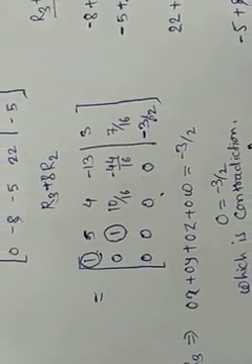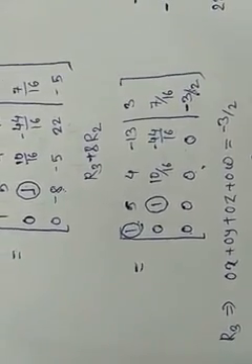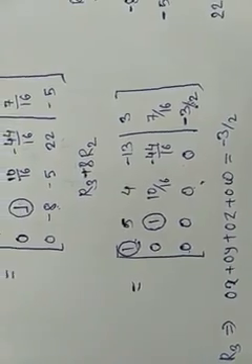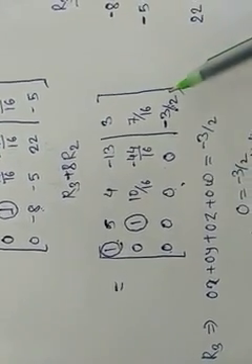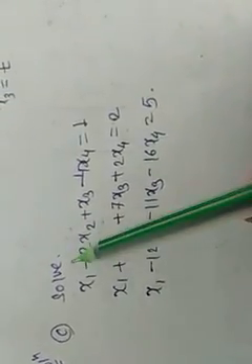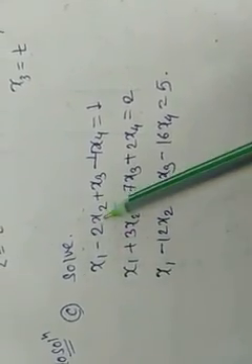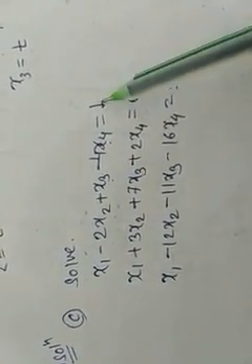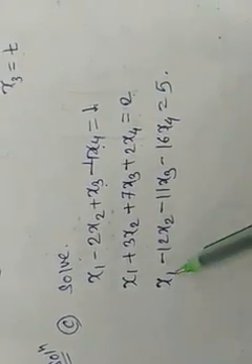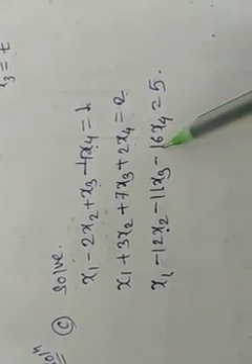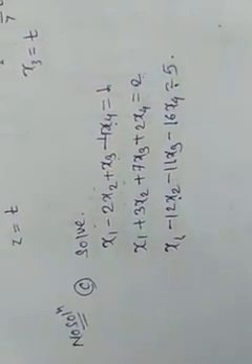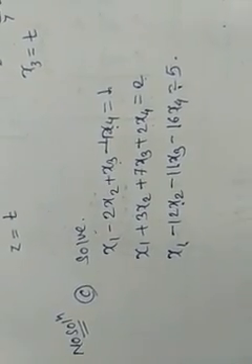Okay, so in this lecture we have studied systems of linear equations using Gauss elimination, having infinitely many solutions and no solution. Now, homework for no solution. Solve x1 minus 2x2 plus x3 minus 4x4 is equal to 1, x1 plus 3x2 plus 7x3 plus 2x4 is equal to 2, x1 minus 12x2 minus 11x3 minus 16x4 is equal to 5. Okay, so we stop here for today. Thank you.